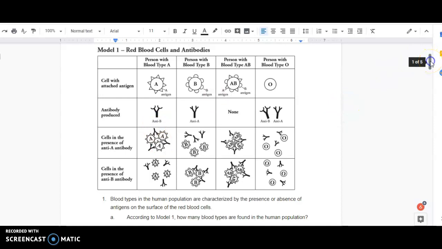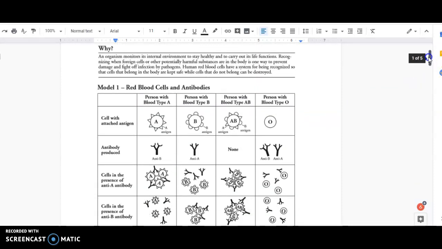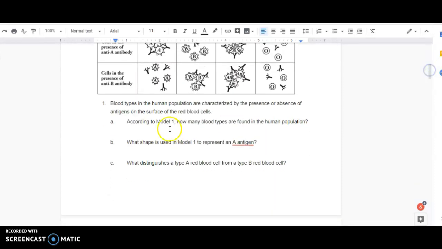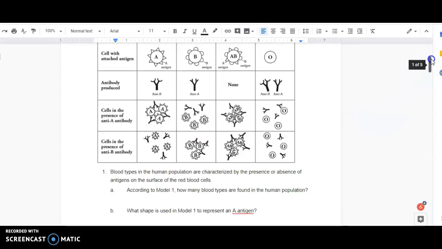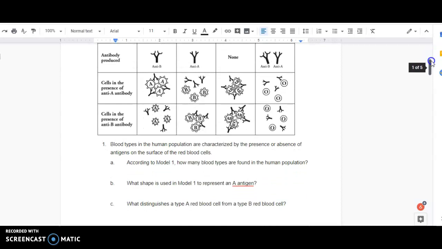That's kind of the basics of this table and everything it can really give you. The first questions they're going to ask are really basic questions. They're going to be easy at first, so don't overthink them. And notice they're going to say, according to Model 1. So this is Model 1. You read the question, you go up to the table, and you get your answer. Everything you need should be on this table.